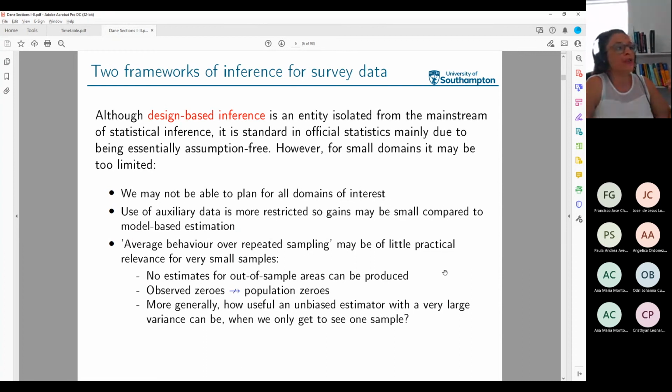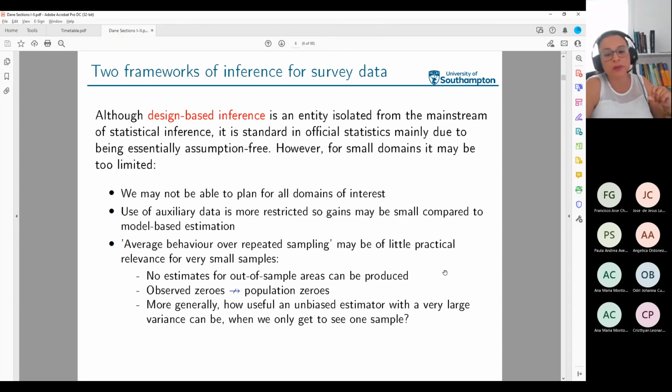Also, because the use of auxiliary data is more restricted, the gains that you can make in terms, for example, of precision may be small compared to the gains that you could make if you use model-based estimation. The situation is pretty straightforward. In the case of model-based estimation, you have the chance of assuming a model, and that gives you lots. Whereas in the case of design-based inference, I'm going to show you how, you can assume a statistical model, but you don't really make the jump. You stay kind of at the door. And by staying at the door, you don't really gain as much as you could have gained if you were happy to make the jump and then check your assumptions.